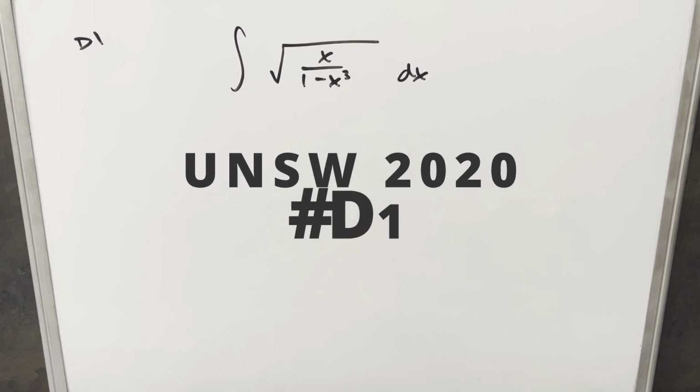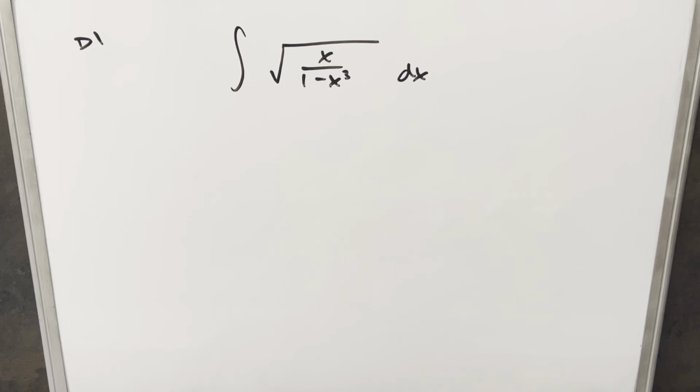Okay, we have here today another interesting integral from the UNSW integration bee from 2020. This was problem D1. We have the integral of square root of x over 1 minus x cubed dx. Now this actually seemed like a really difficult problem at first.